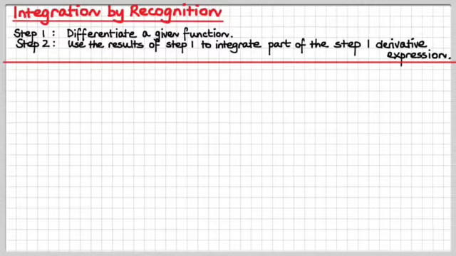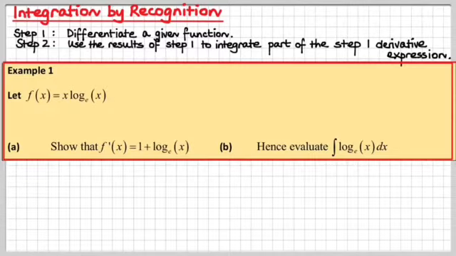For some reason students find this incredibly difficult, but it's a really simple cookbook procedure if you can just grasp what's going on. I'll try to make it really simple for you to understand. Example 1, we've got f of x equals x log x, and in part A we have to show that the derivative of this is equal to 1 plus log x. And then in part B we're asked hence to evaluate the integral of log of x base e with respect to x. Now I'll show you how easy this is, so just come right along with me and relax and we'll have a good time, and you will understand hopefully by the time I get to the end.